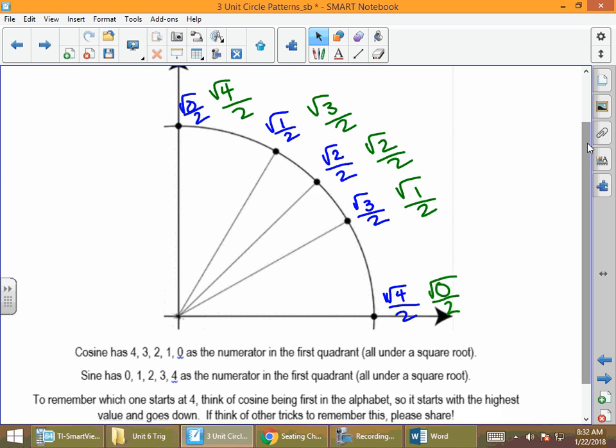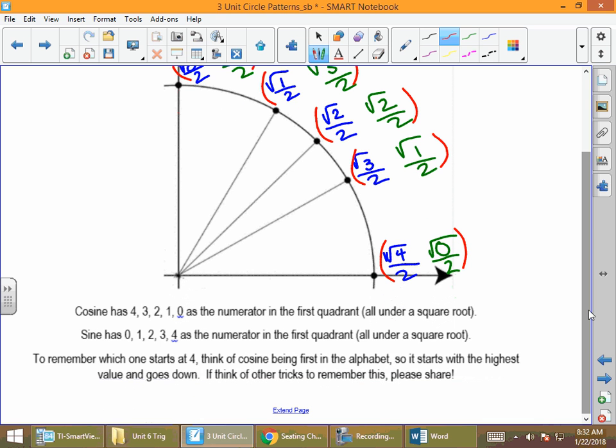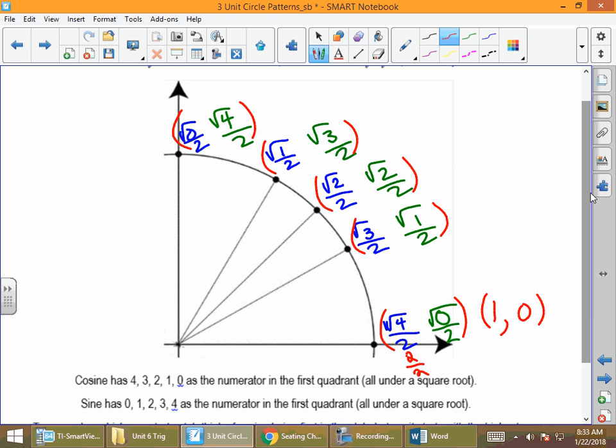So there's the ordered pairs, and I didn't put them in ordered pair form yet. But what happens is we can simplify these values, and when we simplify these values, they will give us the ordered pairs on the unit circle. Square root of 4 is 2. And 2 divided by 2 is 1. Square root of 0 is 0. 0 divided by 2 is 0. Square root of 3 over 2 we can't simplify. But the square root of 1 we can simplify. Square root of 1 is simply 1.